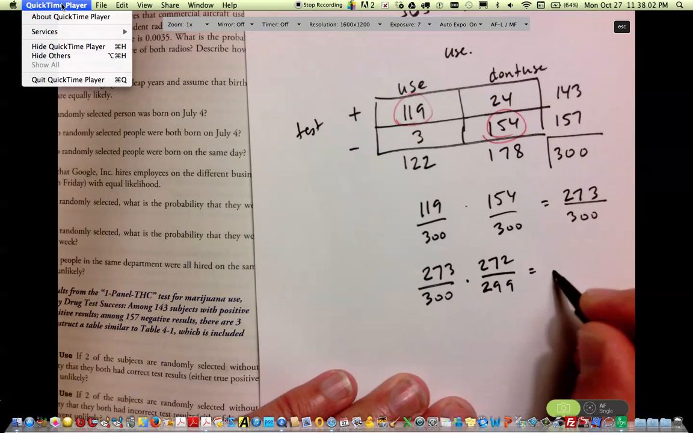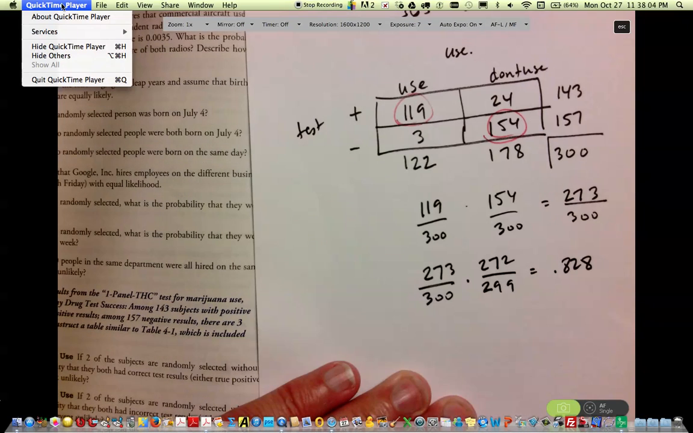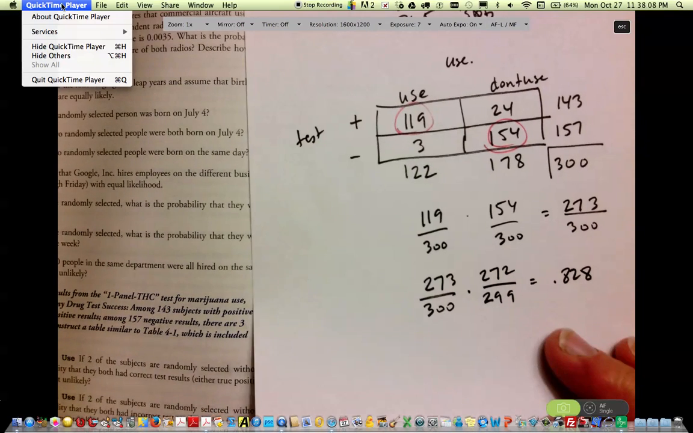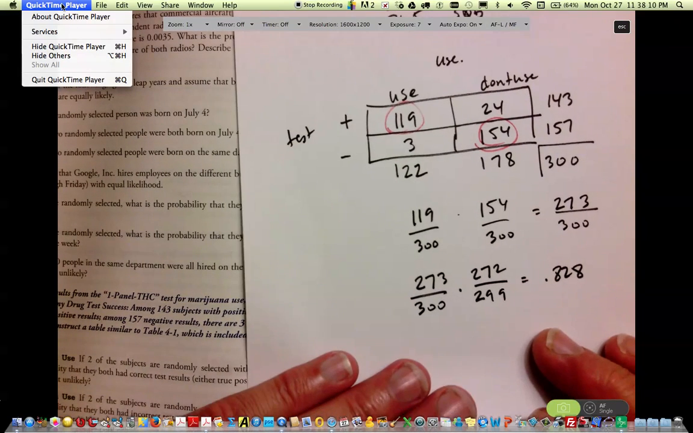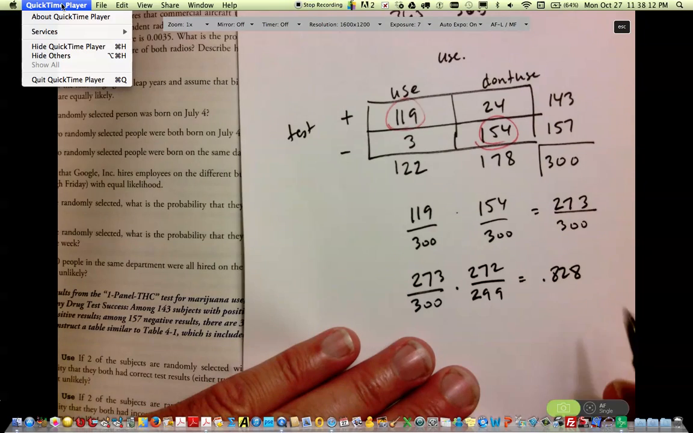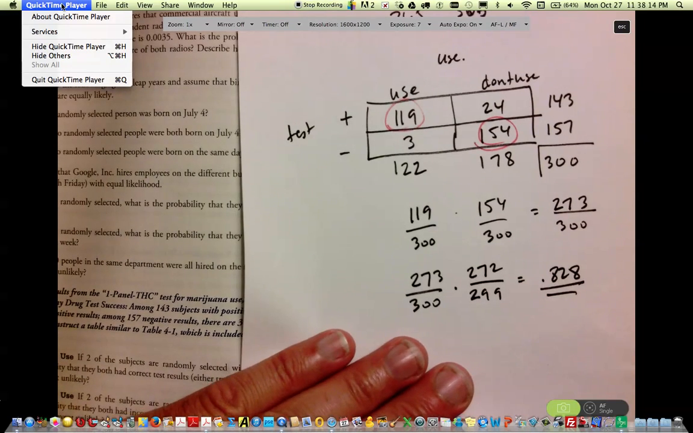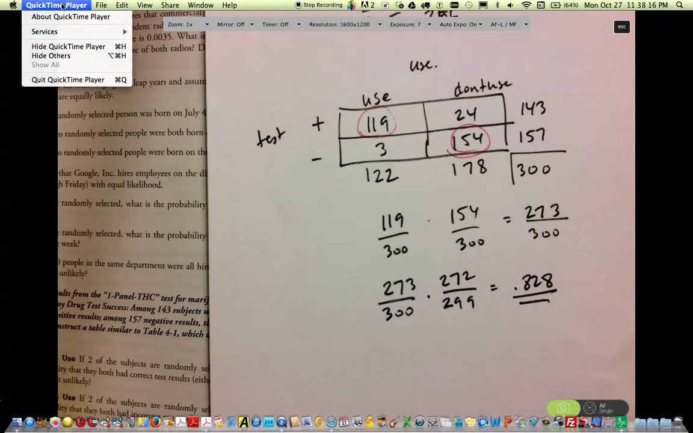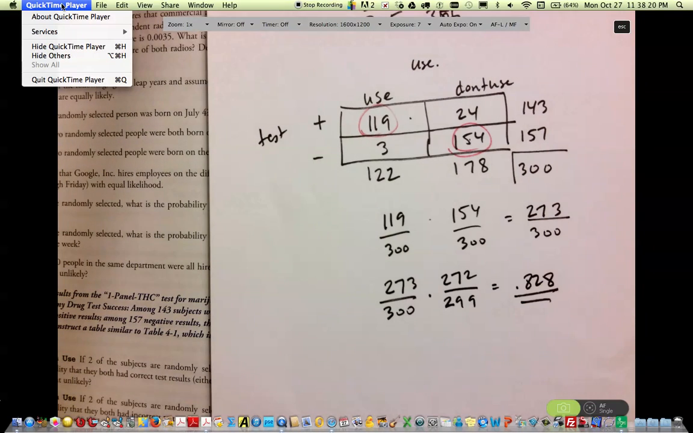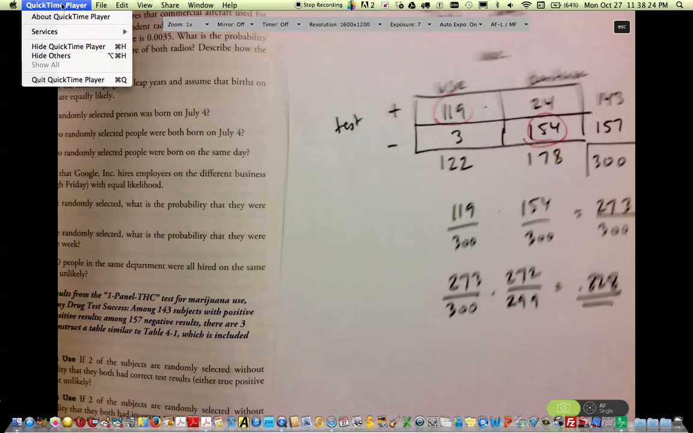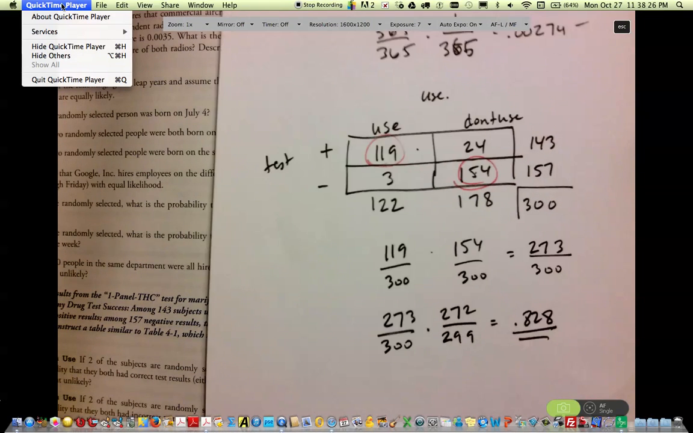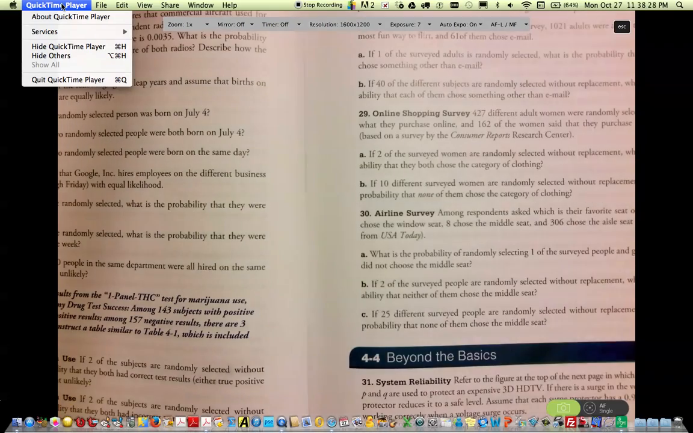about 0.828. Now the question is, is this event unlikely? Well, if something happens about 83% of the time, I would say that's not unlikely. So about 83% of the time, our test comes up with the results that it should come up with, which makes me think that that's not a bad test. Next one, number 27.